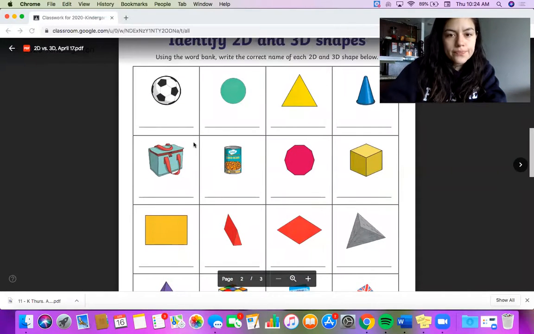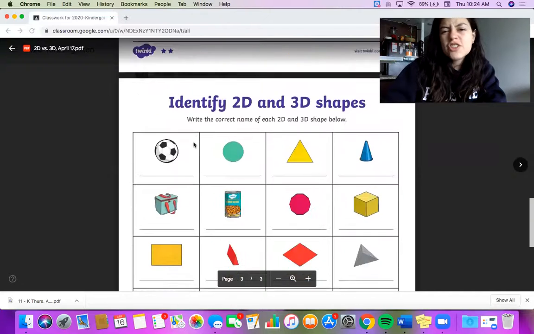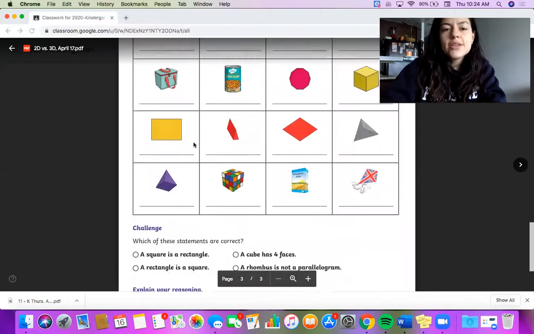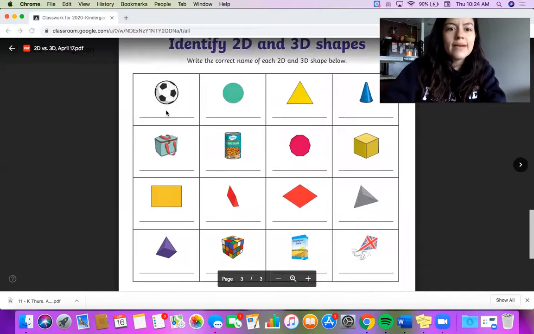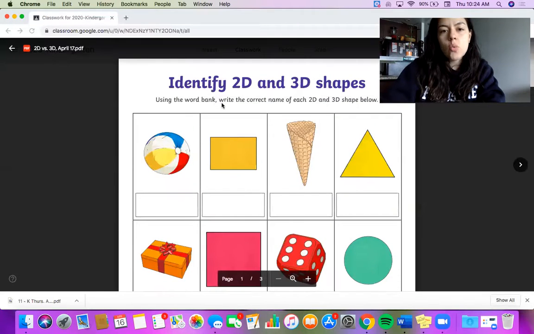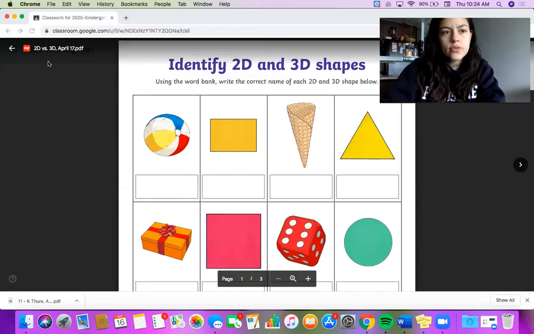geometric shape. The third page is just extra tricky because there's no word bank given. So you would have to know how to spell all of these shapes by yourself. I think it's for another grade, okay? So I recommend sticking to page 2 and page 1 for this worksheet.